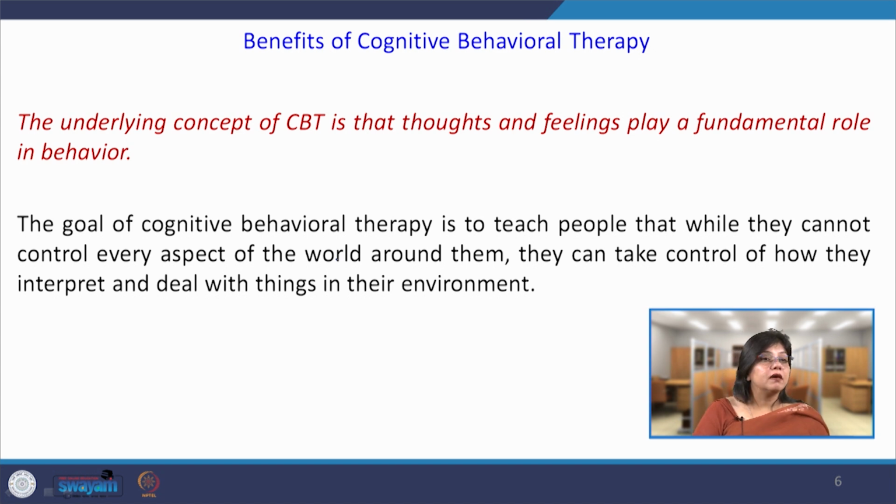So, thoughts and feelings are very important when we are talking about CBTs. It helps people improve their distorted thought patterns in a regular and organized manner, so that the person is able to align his thought pattern with his actions and responses. Therefore, the goal of CBT is to teach people that while they cannot control every aspect of the world, they can control how they interpret and deal with things in their environment. It is all about how we perceive the situation and how we respond to it, while ignoring the other aspects which are not relevant to us.